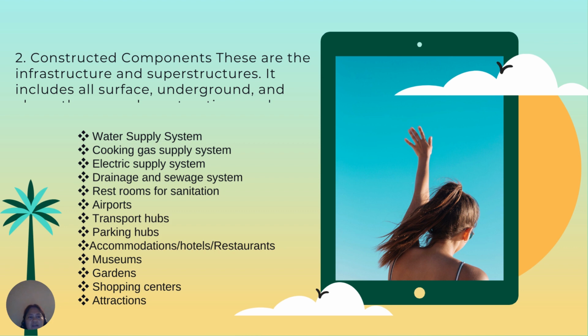All right. And then the next one is the constructed components. These are the infrastructure and the superstructure, the surface, underground and ground constructions and facilities. Those include, of course, the restroom and sanitation, the airport, the parking hubs, the transportation hubs, the accommodations, the museum, the gardens, the shopping center, and a lot of attractions. So these are the constructed components, no?